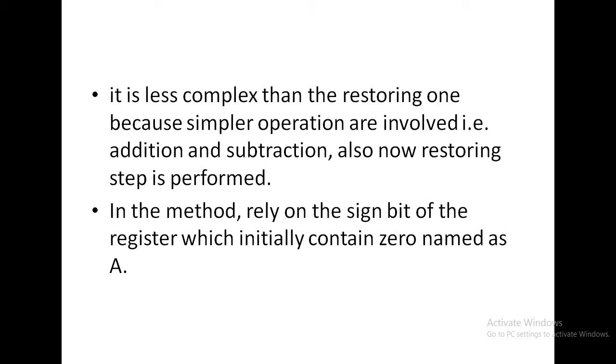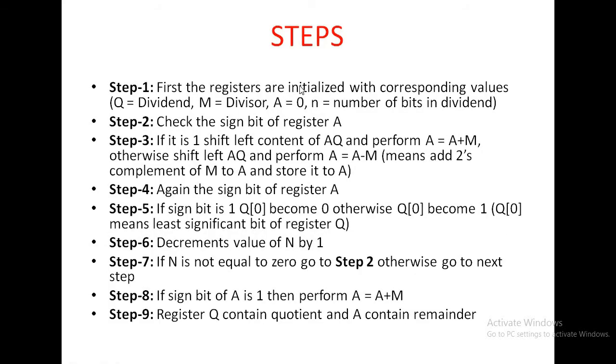So see what the different steps involved in the non-restoring division method are. If I go directly to the problem, then you can easily understand, but first see the different steps. First, the registers are initialized with the corresponding values. Same concept as before: Q is the dividend, M is the divisor, A is initialized with 0, and N means the number of bits in the dividend. First, check the sign bit of the register A.